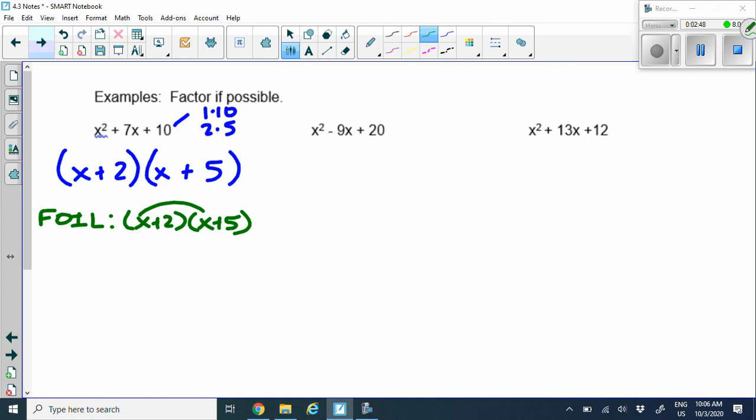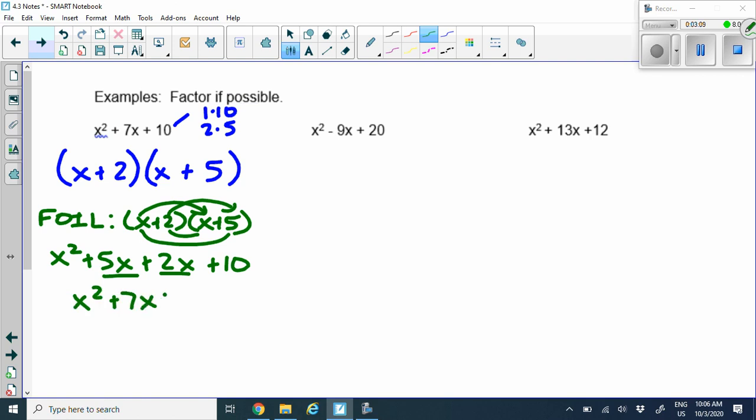I do x times x, that's my first, so that gives me x squared. I do my outer, that's 5 and x, so that gives me plus 5x. Then I do my inner, which is 2 and x. And then my last, which are the constants. When I add up my like terms, I get x squared plus 7x plus 10. And so therefore, I did my factoring correctly.